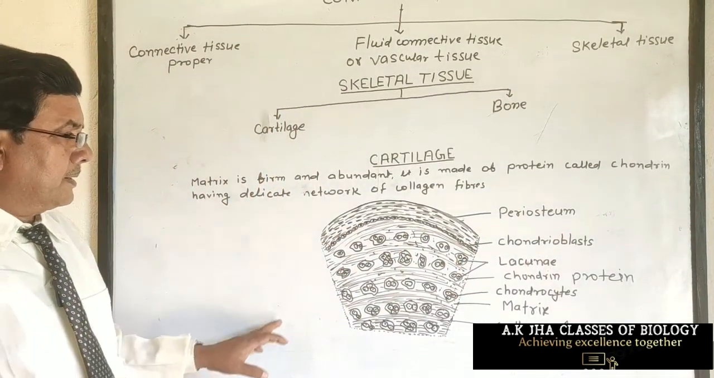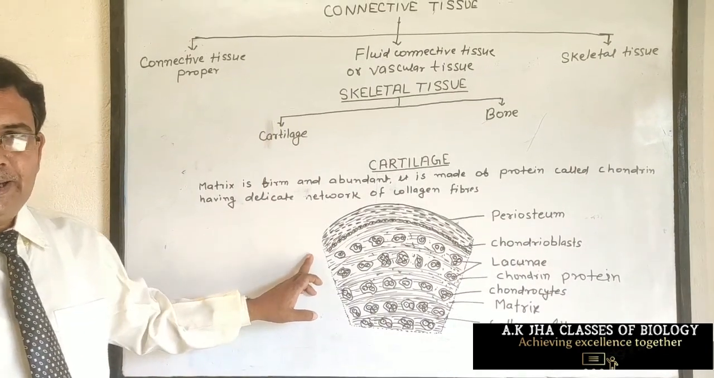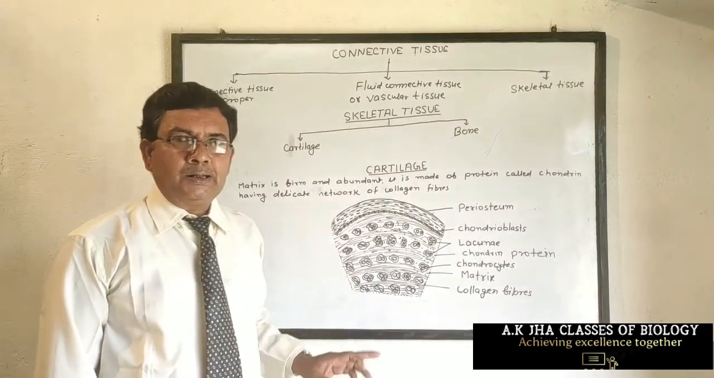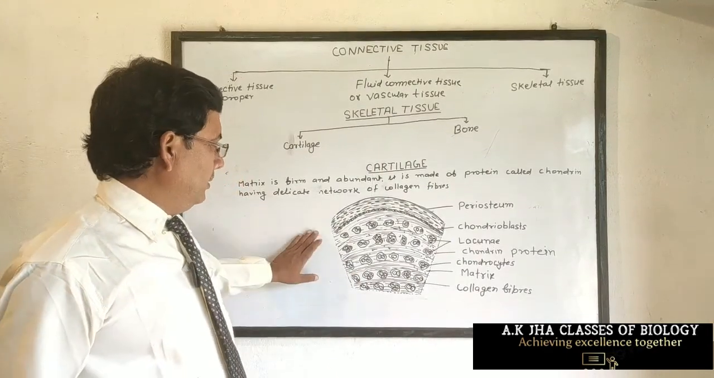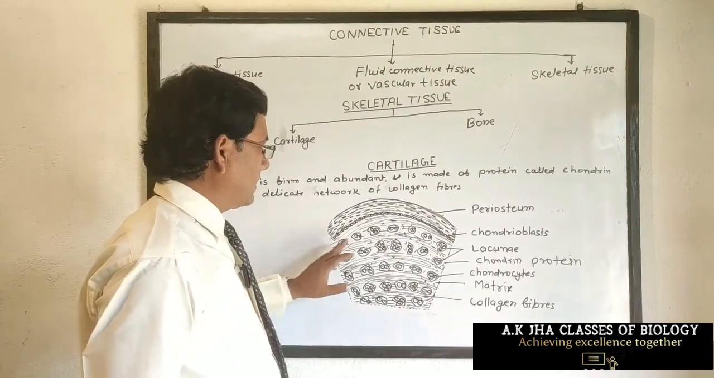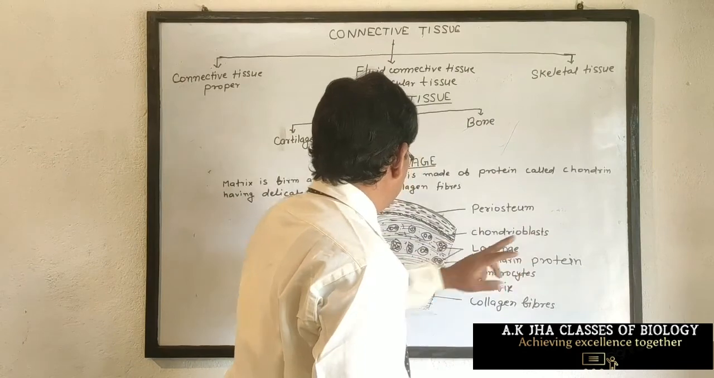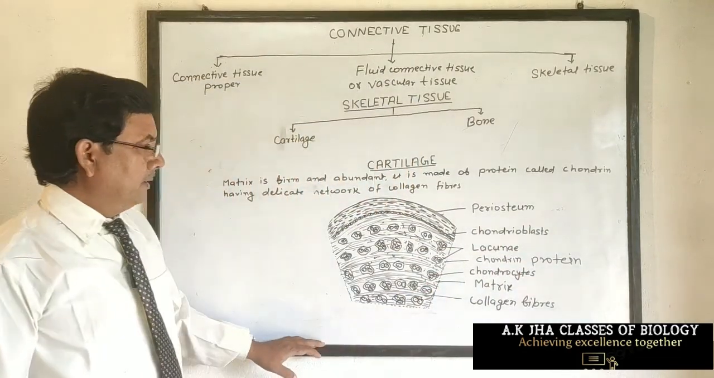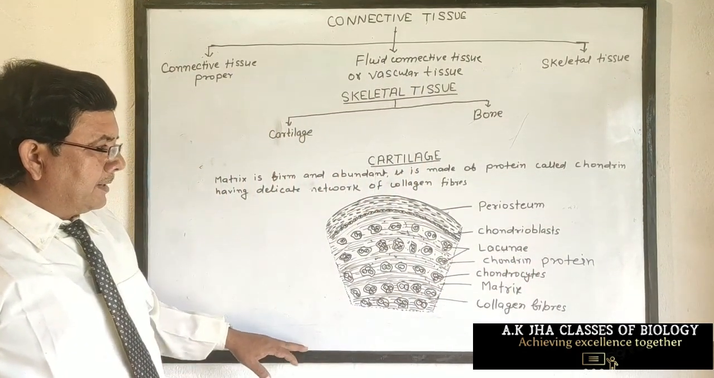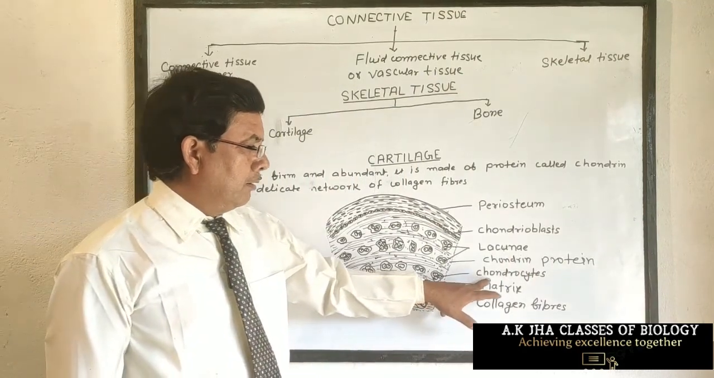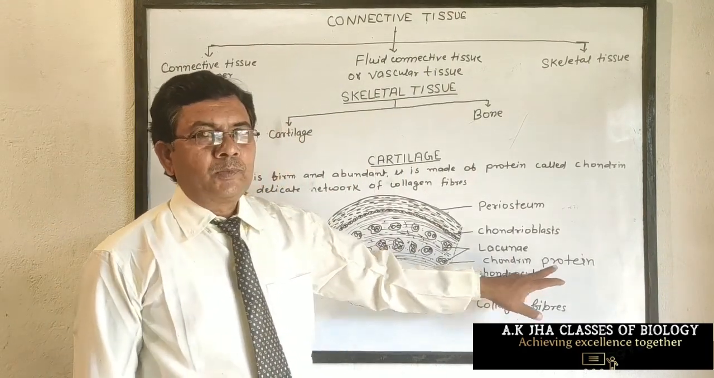Next to it, there is a second layer which is called chondroblasts. The chondroblasts are cartilage forming cells. They continuously divide to form new cells. Chondroblasts are continuously dividing cells. They divide to form the cells of cartilage, and the cells of cartilage are called chondrocytes.